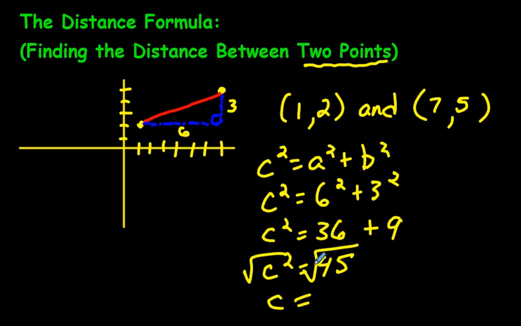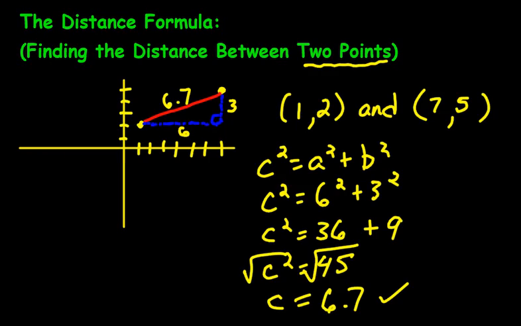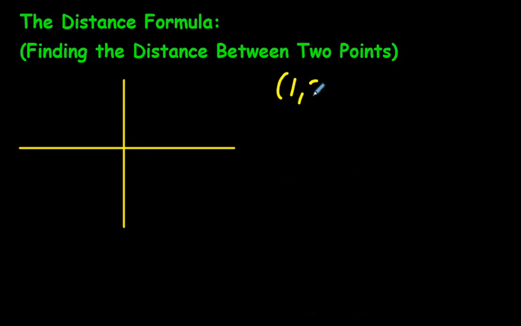And I'm going to do that on my calculator right now. I'm going to round it off to 1 decimal place, 6.7. So this length right here is 6.7. Okay? So can you remember that? It is 6.7. Let's remember 1, 2, and 7, 5. And I'm going to write it again right here. Okay, so let's try and do this using 1, 2, and 7, 5.